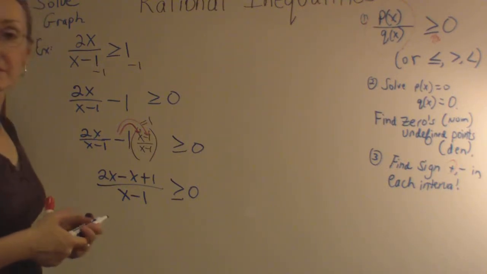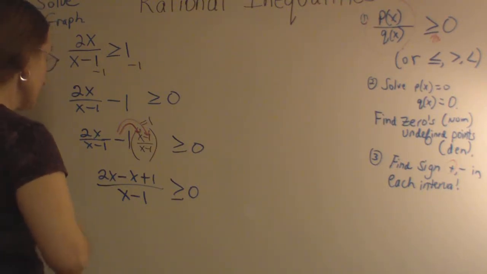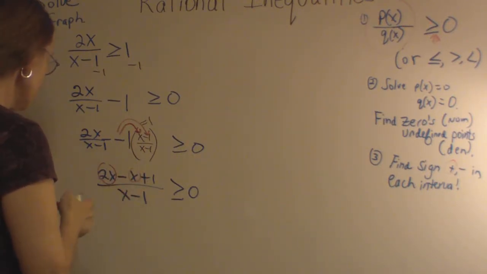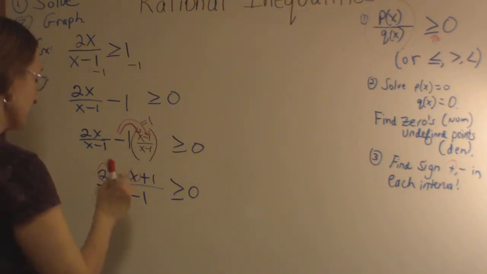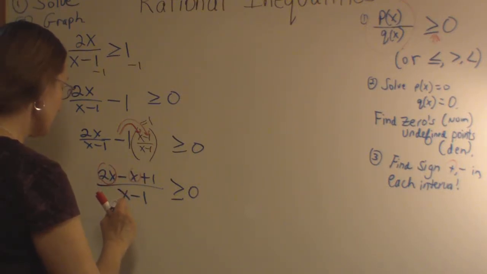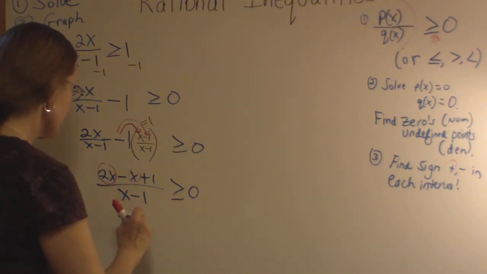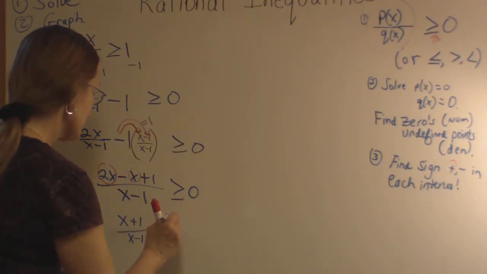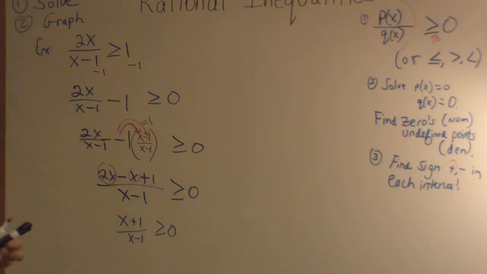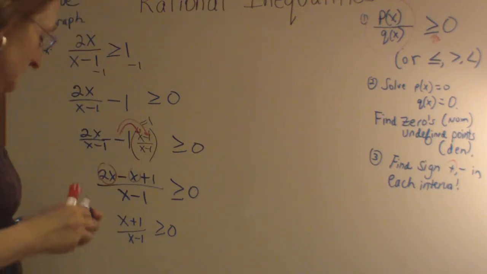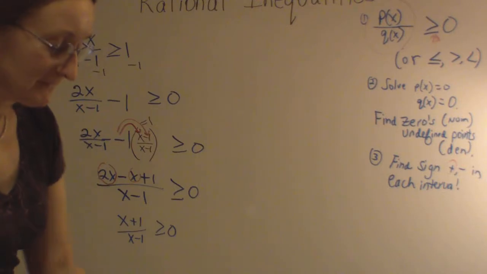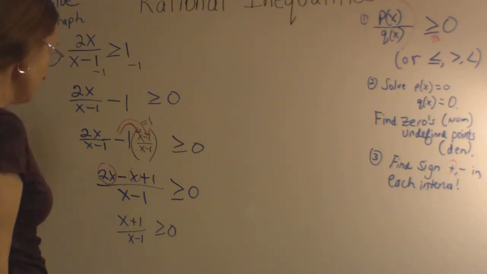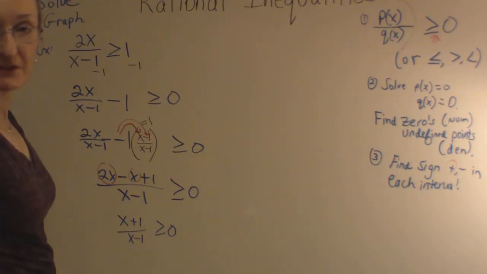So now I look for common terms, or like terms. So I have a 2x here, minus x there. So I can simplify this left-hand side and go 2x minus x is x. So I have x plus 1 over x minus 1 is greater than or equal to 0. So that's the first part. So now what I want to do is set the numerator equal to 0 and the denominator equal to 0.